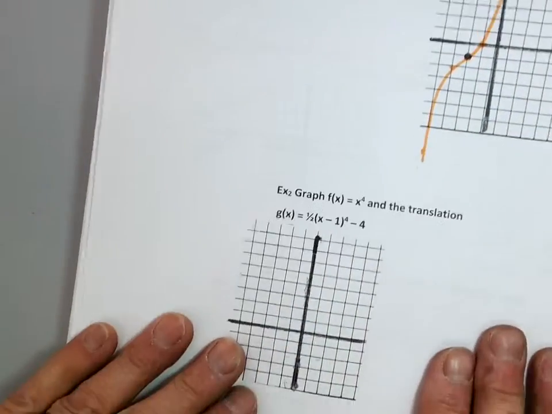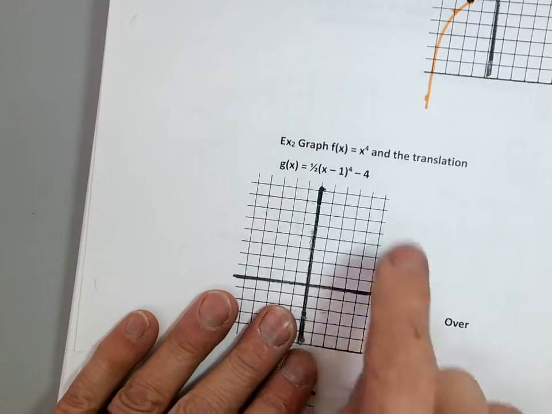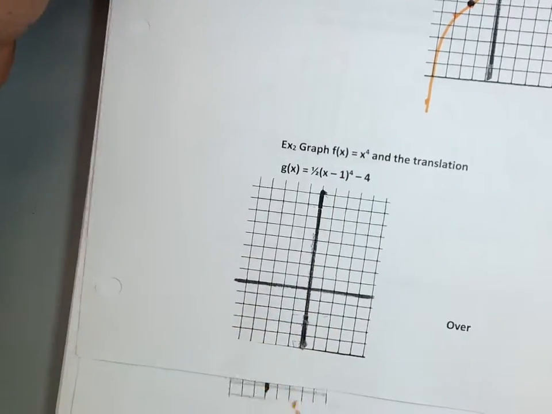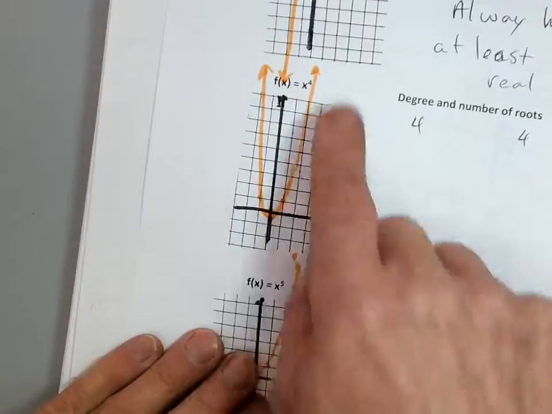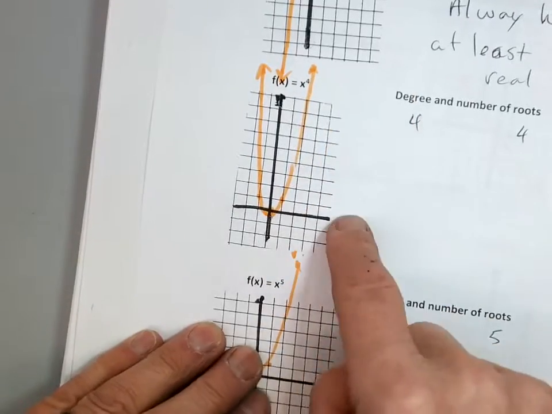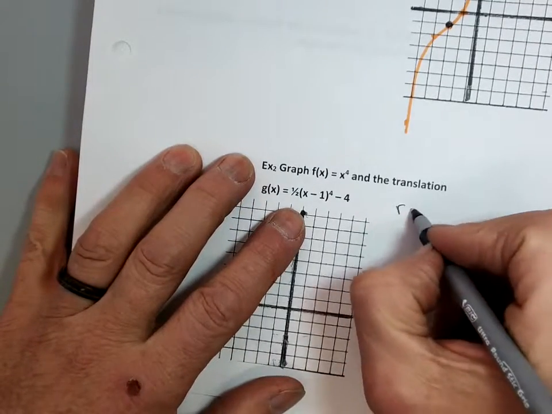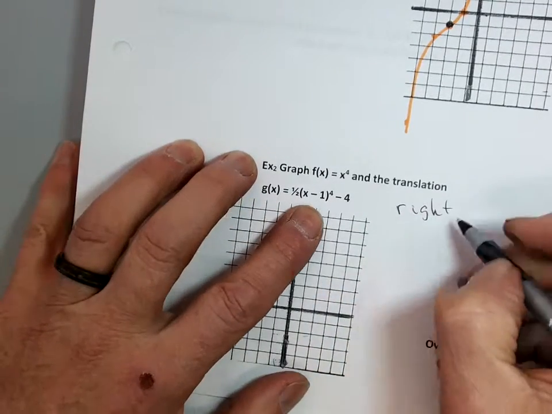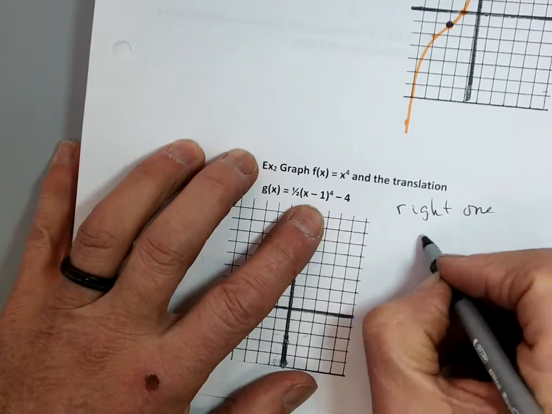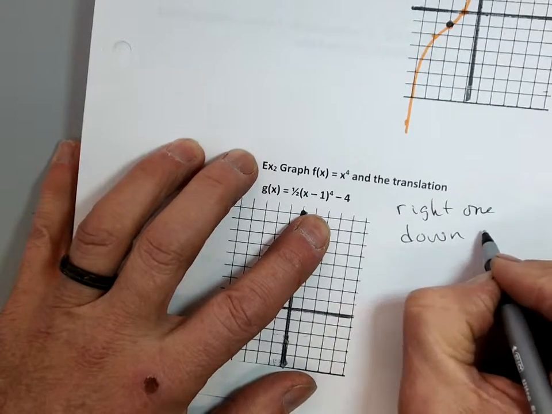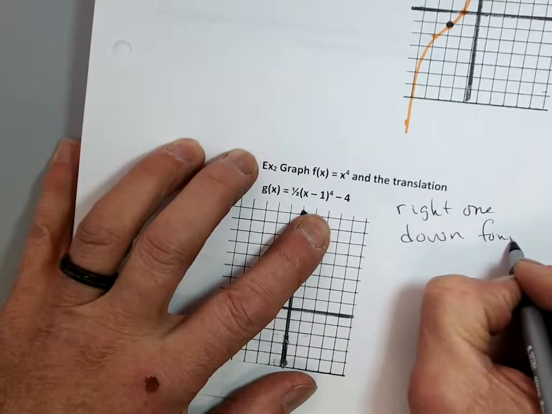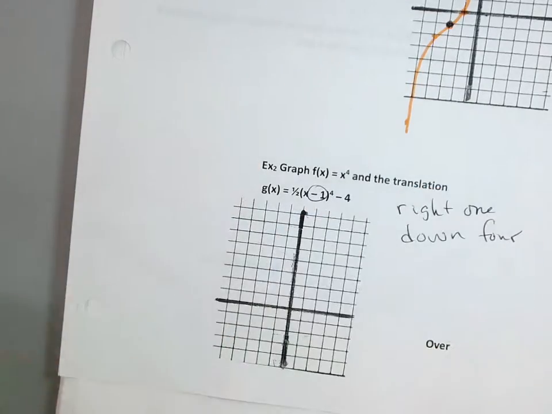Okay, let's take a look at number 2, okay? So, x to the 4th. What does that look like? Well, I've got that right there, right? There's my x to the 4th. So let's move this one. We're going to move it to the right 1, and then we're going to move it down 4, right? Because we always go the opposite of the inside, correct?